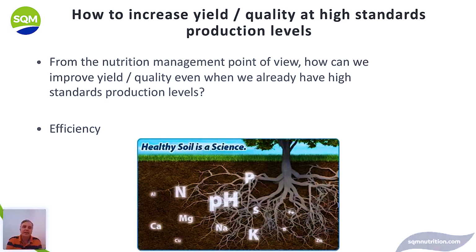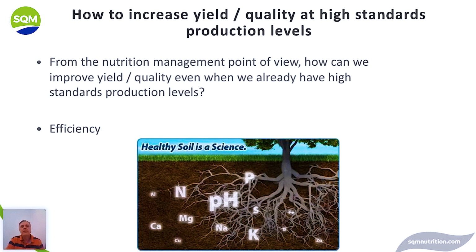From the nutritional management point of view, how can we help the plant increase yield or increase quality, that at the end will result in increased profitability to the farmers? If you think as a farmer, what we want as a farmer, we want to produce more and with more quality, and then with this we can reach better profitability. So if you're thinking in the nutritional management point of view, how can we do that?